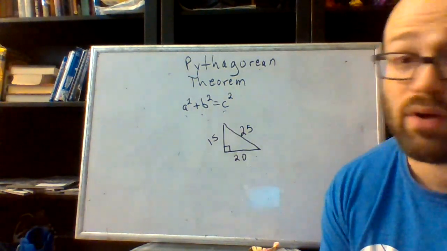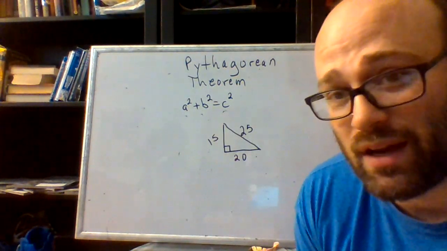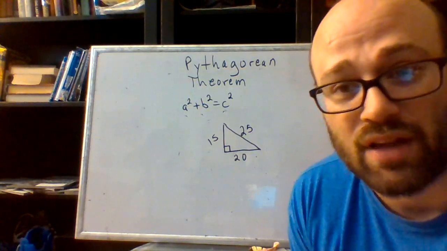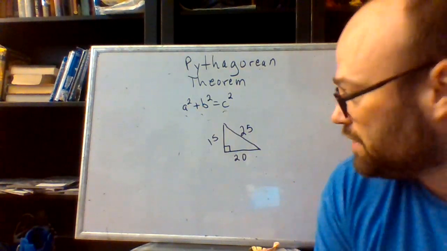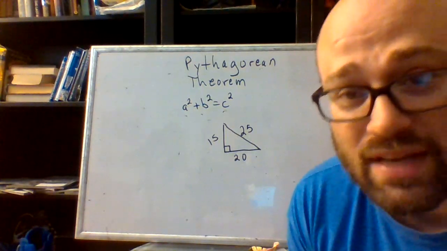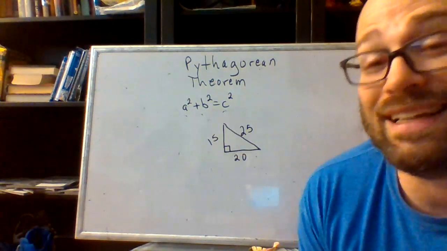Well, first of all, we know it's a triangle because it passes the triangle inequality theorem, which says the two smallest sides added together must be larger than the largest side. It does: 35 is bigger than 25, so that satisfies it. We know it is a triangle, but just because we drew a right triangle doesn't mean it necessarily is one.